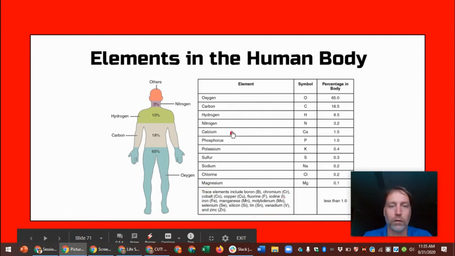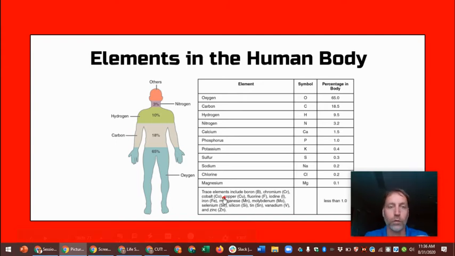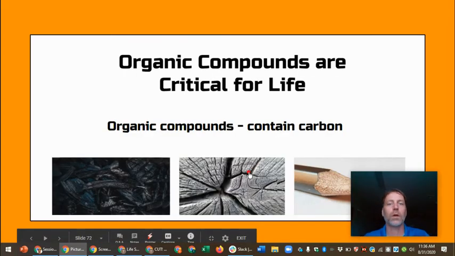as well as sodium, potassium, phosphorus, and calcium. And all these others are important for your body to function. They're in larger amounts compared to the trace elements. The trace elements are still important for your body function. So let's talk about the different types of compounds that make up your body.